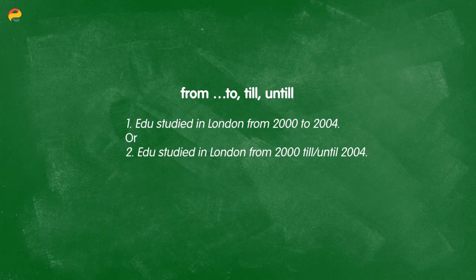Edu studied in London from 2000 till, or until 2004. From and to, till, or until is used to indicate the time which something starts and the time which it finishes. From 2000 to or till or until 2004. But you should know that till is a little bit informal.